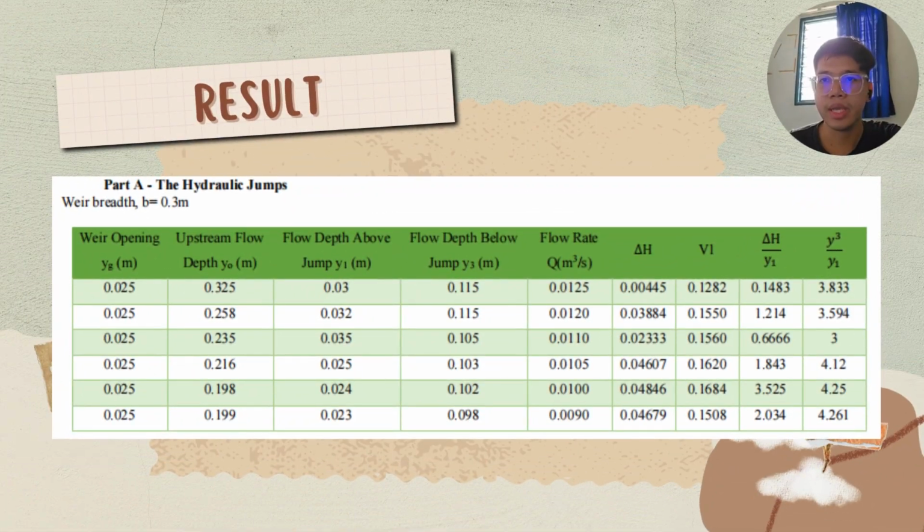Okay, this is part A for result, the hydraulic jump. Where opening YG, upstream flow depth Y0, flow depth above jump Y1, flow depth below jump Y3, and flow rate Q. Those values we got from the experiment. And H, V1, H over Y1, Y3 over Y1, those values we got from calculation.